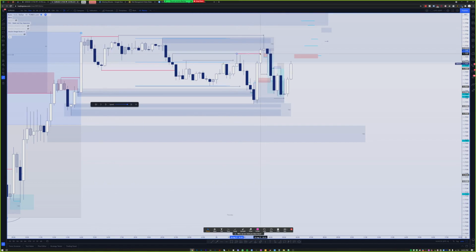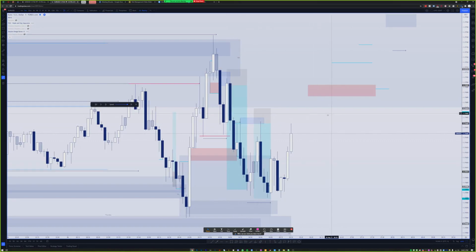But here is my change of character, right? Again, we're just going to use wicks. There's a 15-minute change of character right there. Take the high, take the low, and then essentially retest it, right? You could even go as far, well, I would say this wick is better, right? This is why you have to flip through multiple time frames too, right?